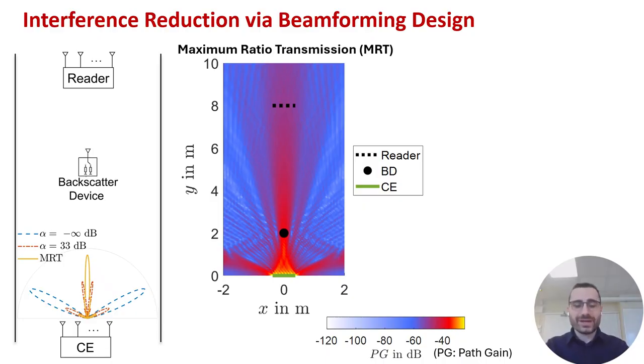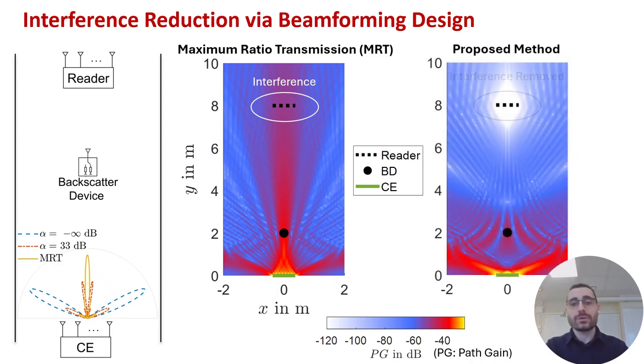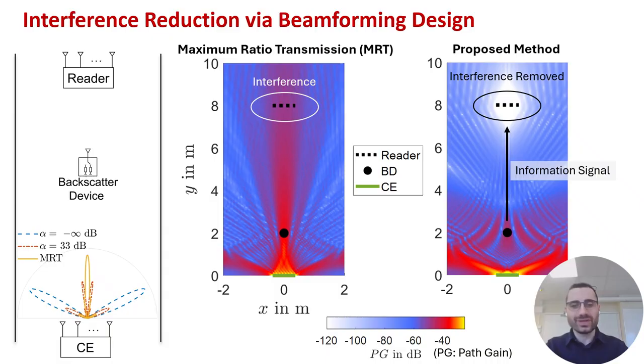Here, for the benchmark scenario, you see the received power in an indoor area while the carrier emitter focuses power to the backscatter device. And as you can see, there is interference hitting the reader. But with the proposed method, we remove the interference at the reader location. Later, the backscatter device can send the information to the reader while there is no interference.